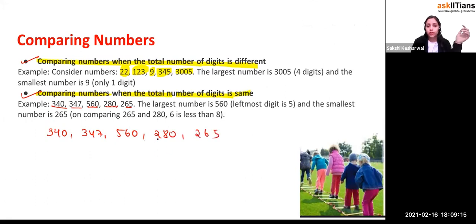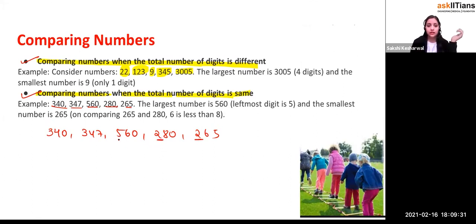So we just have to count it like we have done in previous classes: ones, tens, hundreds places, and thousands places. Basically, in the hundreds place, 2 and 2 are there, so these two are going to be the smallest.